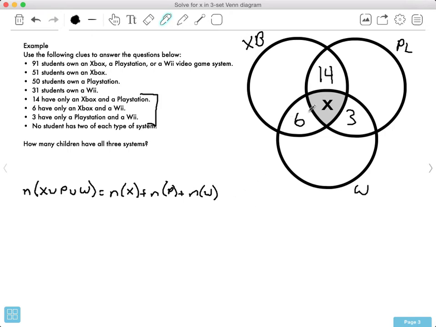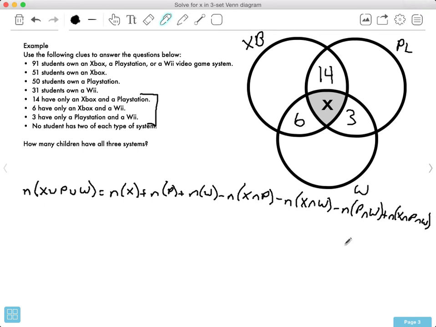And then there's some minuses here because we have some overlap. You might have seen this with two set Venn diagrams where you had to subtract some values out. We subtract the number that own an Xbox and a PlayStation. We subtract the number that own an Xbox and a Wii. And we subtract the number that own a PlayStation and a Wii. And then at the very end, we add the number of students that have all three, so that have an Xbox and a PlayStation and a Wii.